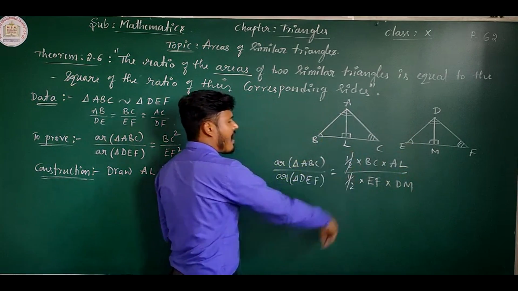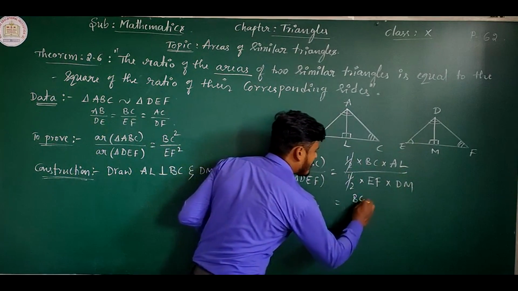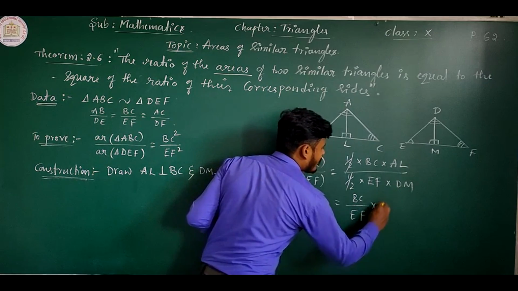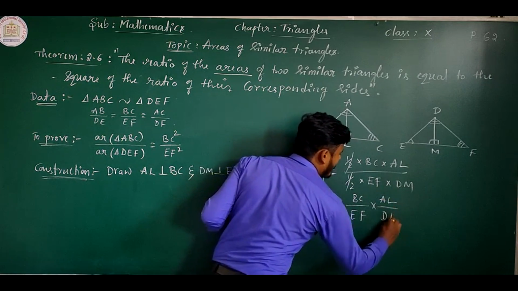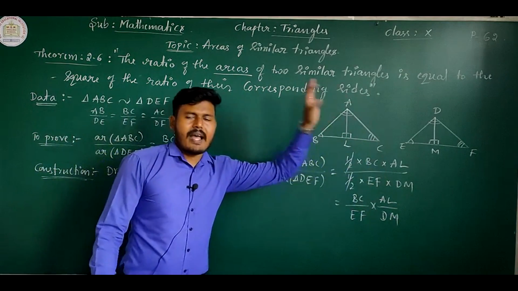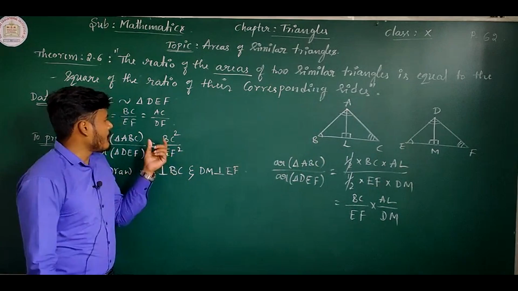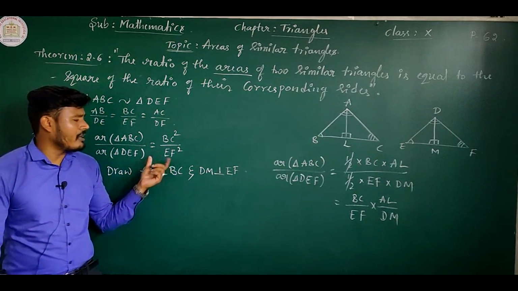We know that the half gets cancelled out. So then what will remain? Here BC by EF into AL by DM. This is very important. Finally, we got this value: BC by EF into AL by DM. What about the required proof here? BC square divided by EF square.